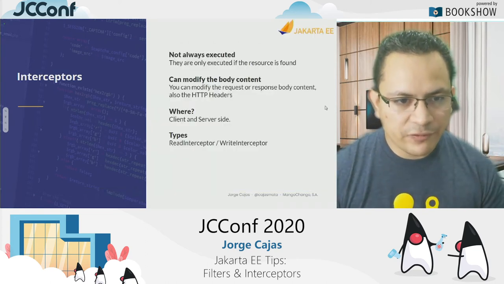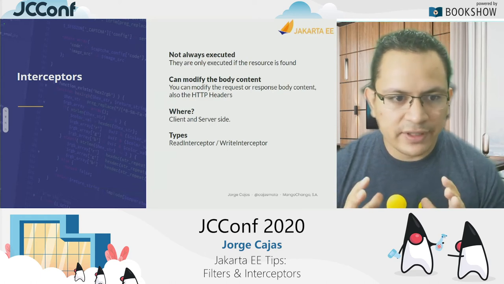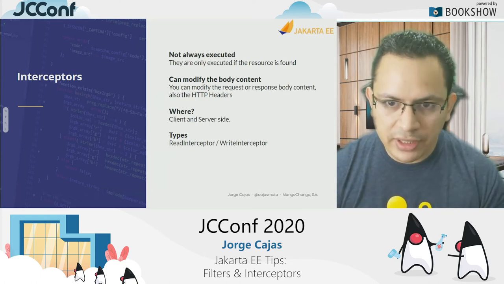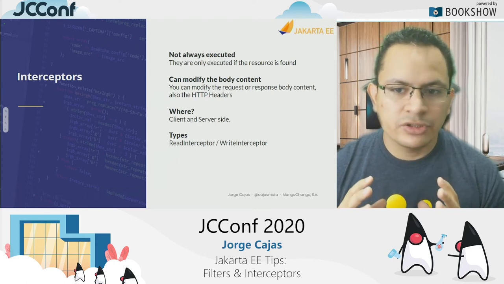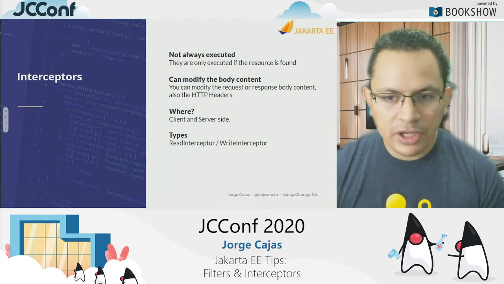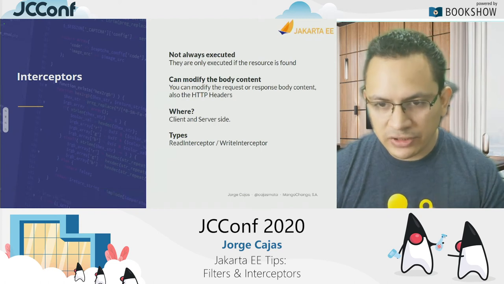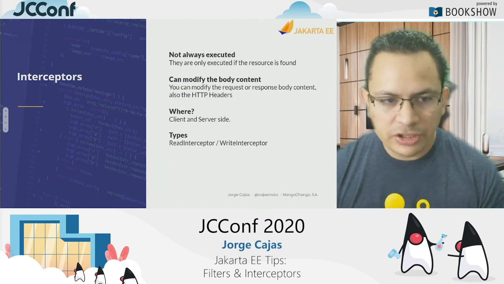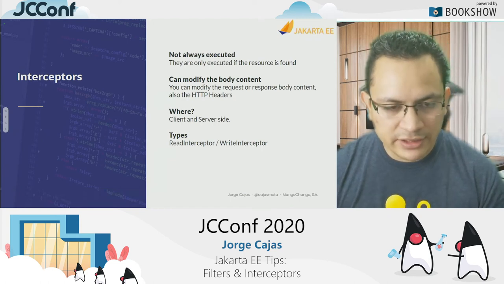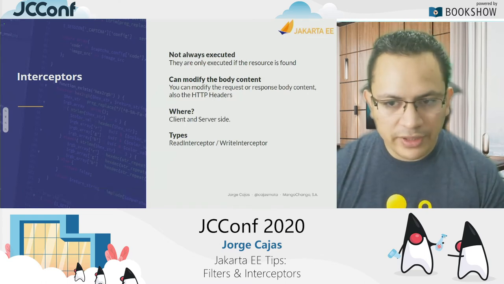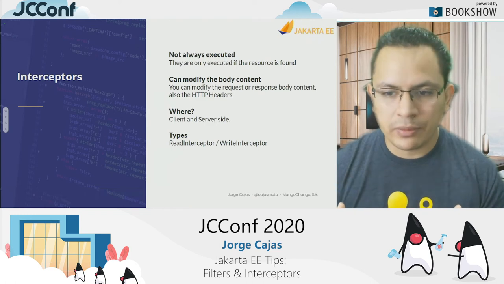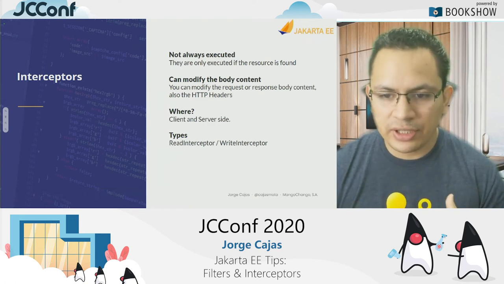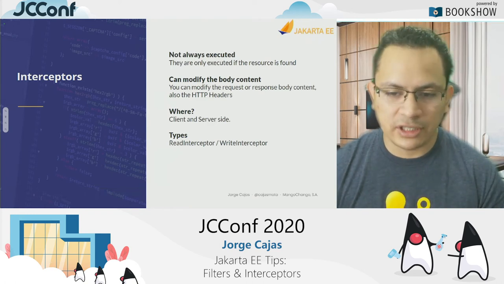One thing that is different between the interceptors and the filters is that the interceptors are not always executed. They are only executed if the resource is found, and you can modify the body of the request or the response in the interceptor. The filter is always executed, and you cannot modify the body. The interceptor is not always executed, but you can modify the body. You can still use this on the client side or the server side.